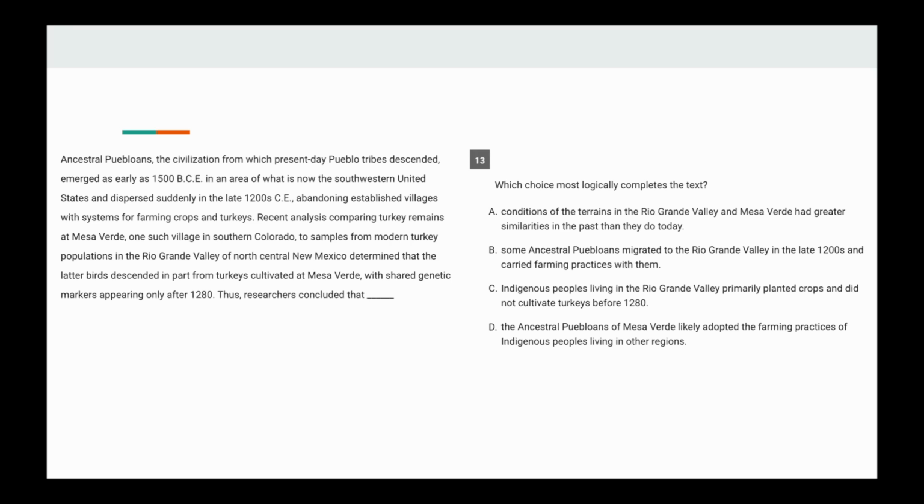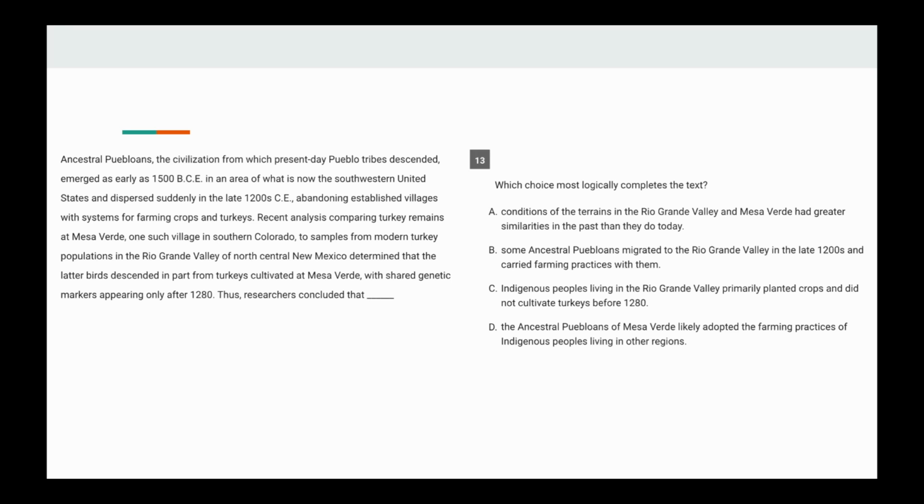Recent analysis comparing Turkey remains at Mesa Verde, one such village. What village are they referring to? The villages that they abandoned. So Mesa Verde is a village that they abandoned. In southern Colorado, to samples from modern Turkey populations in Rio Grande Valley.